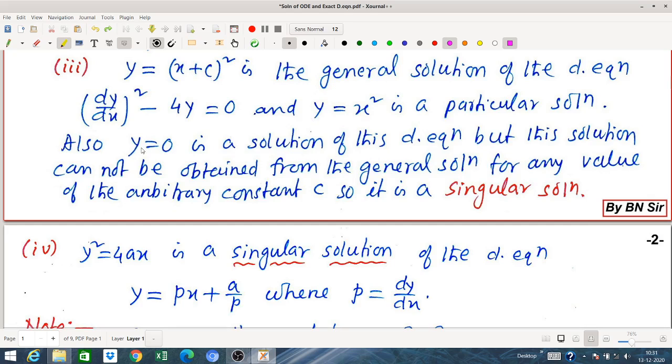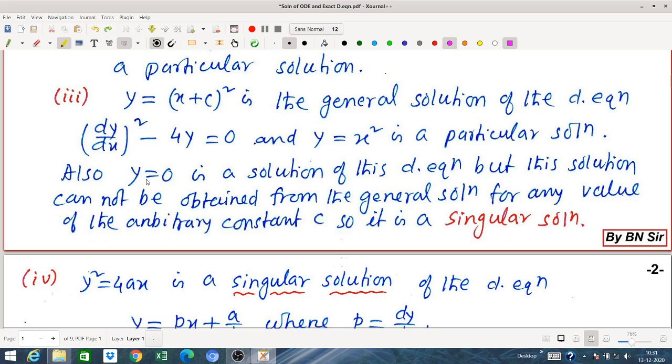Now if I take y equal to 0, then dy by dx is 0. So (dy by dx) squared minus 4y, 0 squared minus 4 into 0, is 0. So y equal to 0 satisfies this differential equation. Therefore, y equal to 0 is a solution of this differential equation. But this solution y equal to 0 cannot be obtained from the general solution. Here y equal to (x plus c) whole squared is the general solution, and y equal to 0 cannot be obtained from it for any value of the arbitrary constant c.